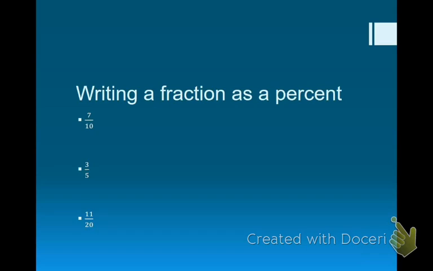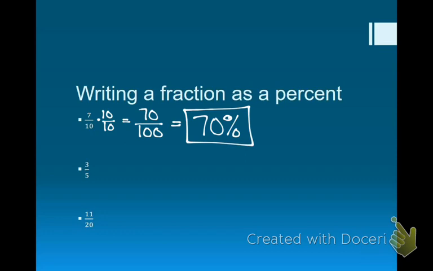So 10 goes into 100 how many times? 10. So I multiplied top and bottom by 10, to create an equivalent fraction that has a denominator of 100. And as soon as I do that, whatever value's in my numerator becomes my percentage. All right? Easy enough. That's a pretty simple method as long as the denominator is divisible by 100. If it's not, then it's not going to work.